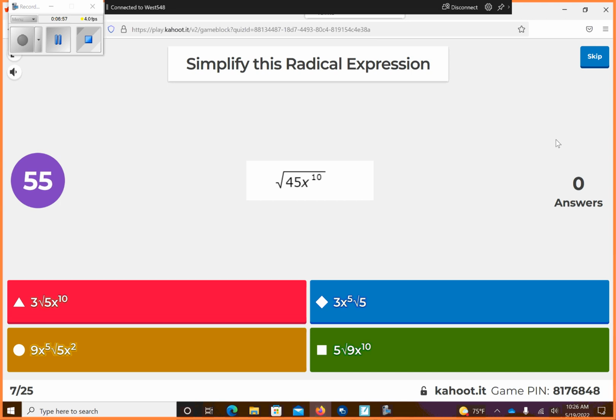Oh, we have an x raised to the 10th in there. What do we do when we have x to the 10th and we take the square root of it? You take half of it, or do you subtract 20, or what do you do? And then when you break 45 down, remember that's probably 9 and 5 would probably be the best ones to use.